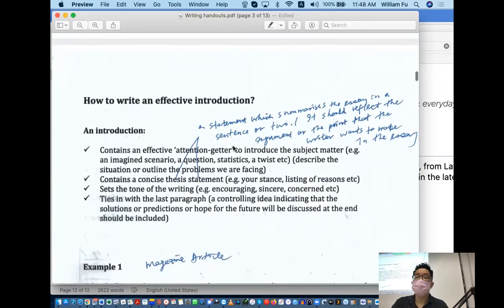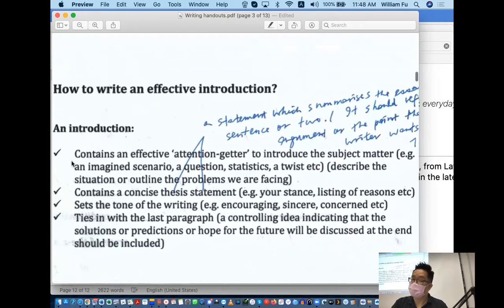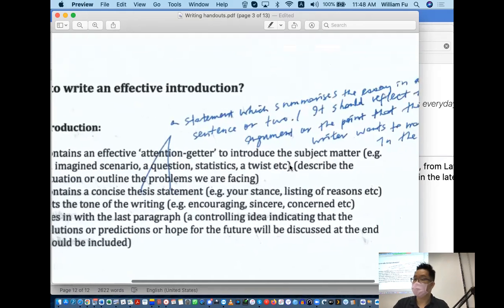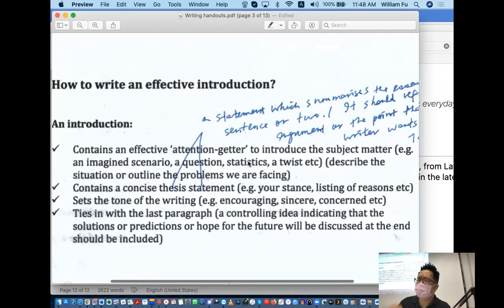Now, that's why your introduction should contain the following items. Number one, contains an effective attention getter to introduce a subject. For example, you might have an imagined scenario. Say one day when you arrive at your school, you enter your own classroom and you can see your classmate smoking in the classroom. Why? So imagine scenario. Okay, we can attract the readers.